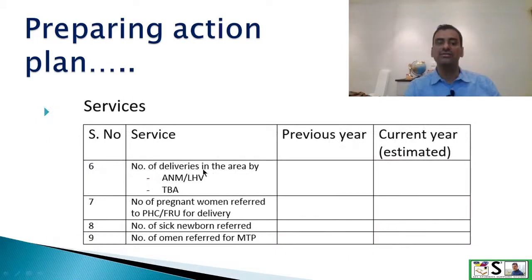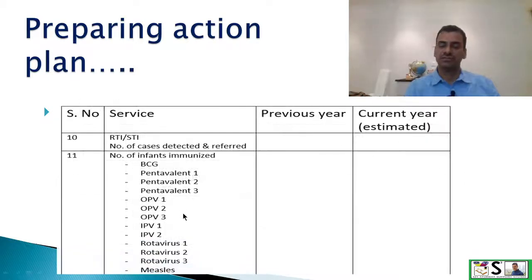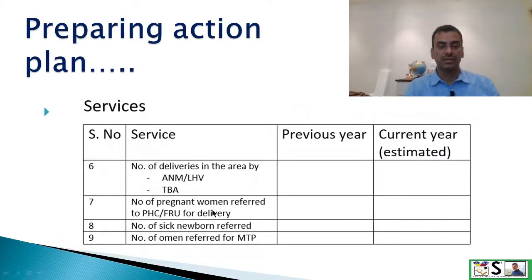Then the number of deliveries in the area conducted by ANM or LHV and trained birth attendants in the previous year and current year. Then the number of pregnant women referred to PHC and FRU for delivery if they are high risk. Then the number of sick newborns referred, and the number of women referred for MTP. This is a special service under NRHM. Then we can write the number.